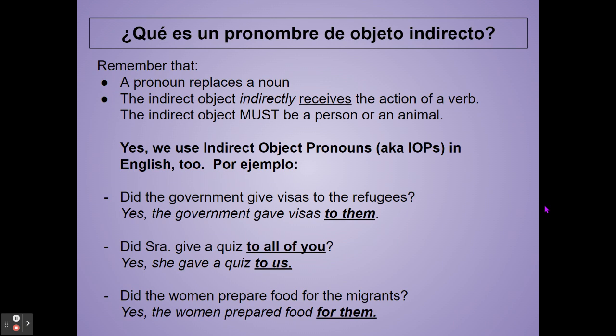We're not going to be at a point in this class when we're expecting you to figure out how to answer questions with indirect object pronouns. But just so you're aware that when you are answering questions with indirect object pronouns, the indirect object pronoun can change. Did the women prepare food for the migrants? For the migrants, for whom did the women prepare food? For the migrants is your original indirect object. And then you're answering, yes, the women prepared food for them. For them being, in your answer here, your indirect object pronoun that is replacing for the migrants, your original indirect object.